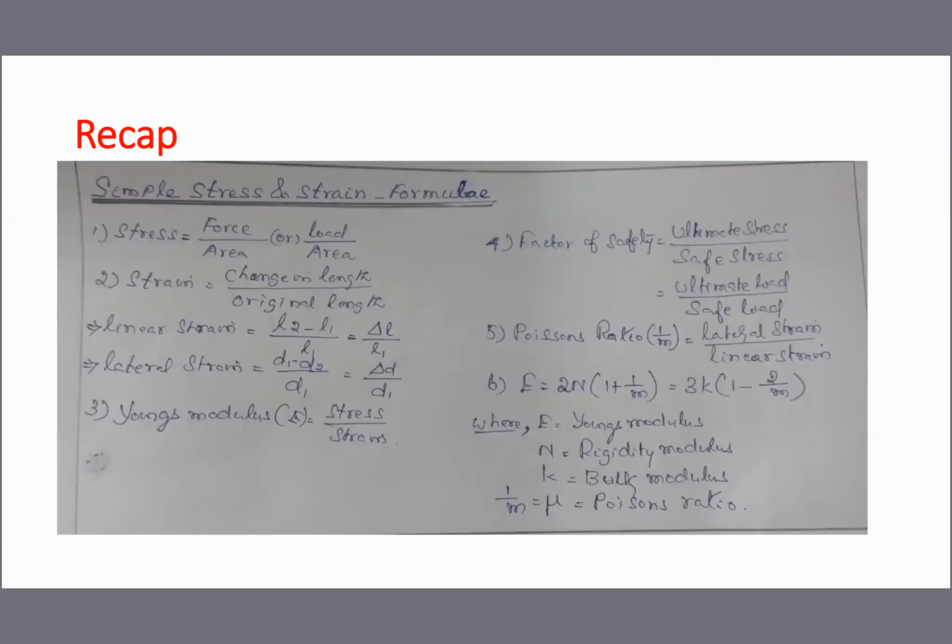Second one, strain. Just briefly I explain all this. Strain is equal to change in length divided by original length. It has no unit. There are two types of strain, linear strain and lateral strain. L2 minus L1 divided by L1 means linear strain. The diametrical axis change in diameter divided by original diameter means the lateral strain formula. Then Young's modulus: the ratio between stress and strain is called Young's modulus.